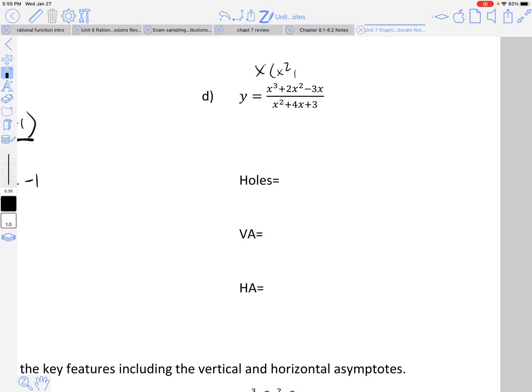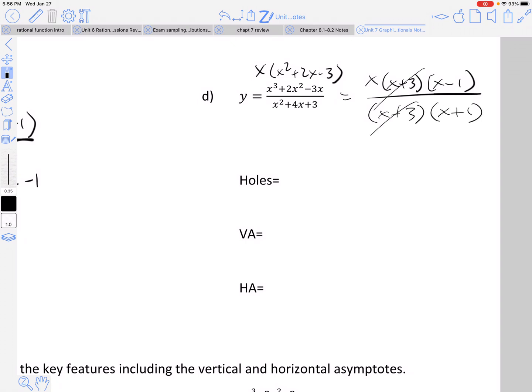I'm going to get x squared plus 2x minus 3, which is x times (x plus 3)(x minus 1), all over (x plus 3)(x plus 1). Okay, holes. Any canceled-out factor is a point of discontinuity, still, but downgrades to a hole instead of an asymptote. Vertical asymptote we have at -1.